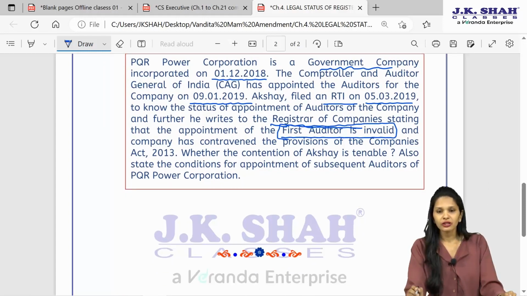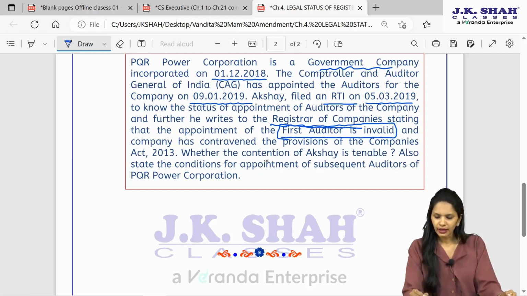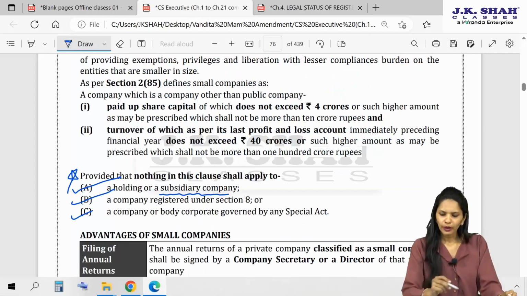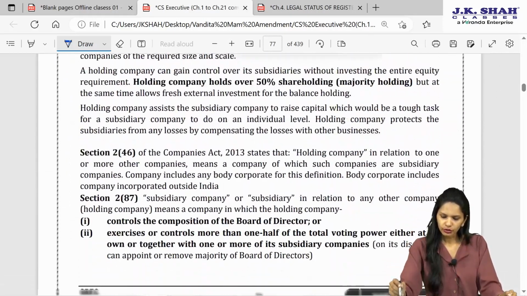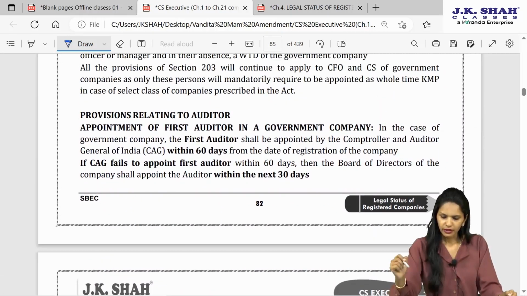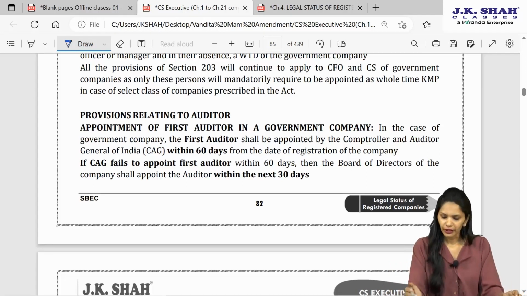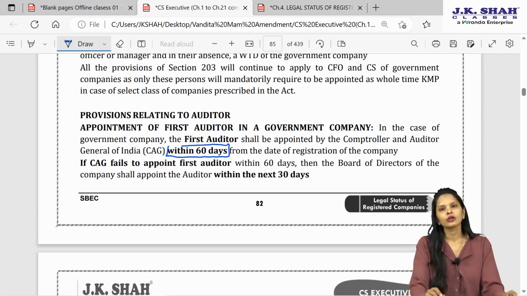So now what is the question about, student? You have understood it's about the auditors, that too the first auditor's appointment. The company has contravened the provisions of Companies Act 2013, where the contention of Akshay is tenable. Also state conditions for appointment of subsequent auditors of PQR Power Corporation. If you remember, appointment of first auditor, let us go to the government company. Yes. So the first auditor of the company has to be appointed by the Comptroller and Auditor General of India, and they have to appoint the first auditor within 60 days of its incorporation.